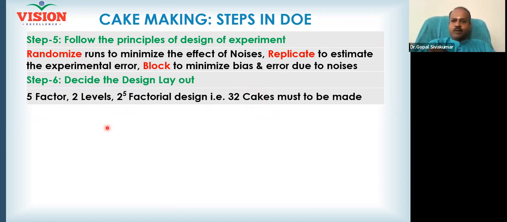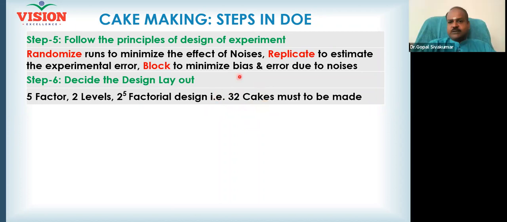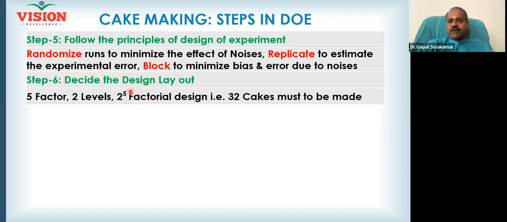Hope all of you are with me so far. And replication: if replication is 2, minimum 64 cakes have to be done. All of you understand the number of experiments? Number of experiments is minimum 32. How do I get it? 2 power 5. What is 2? Levels. What is 5? Number of factors. Level raised to the factors can give you an idea of the number of trials or the number of experiments.